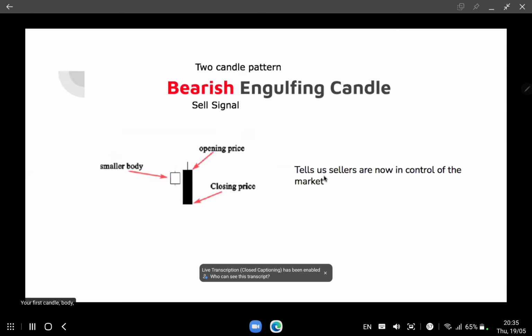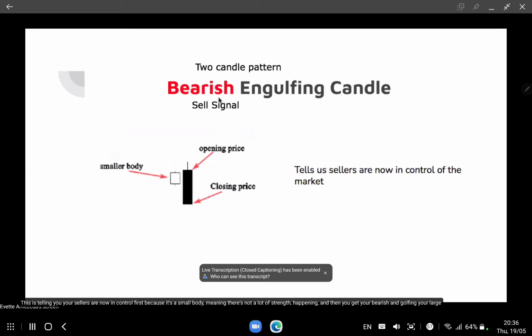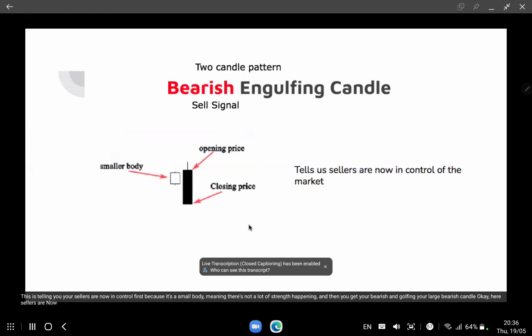Your first candle body is a small candle. It's not specifying a color. All it's saying is it's a small body. Your second candle is a bearish candle. The significance of it is that it's a larger bearish candle, meaning this bearish candle is larger than the small body. It engulfed, devoured, whatever, the first candle. That is why it's called a bearish engulfing. This is telling you your sellers are now in control. First, because it's a small body, there's not a lot of strength happening. And then you get your bearish engulfing, your large bearish candle, okay? Your sellers are now in control.